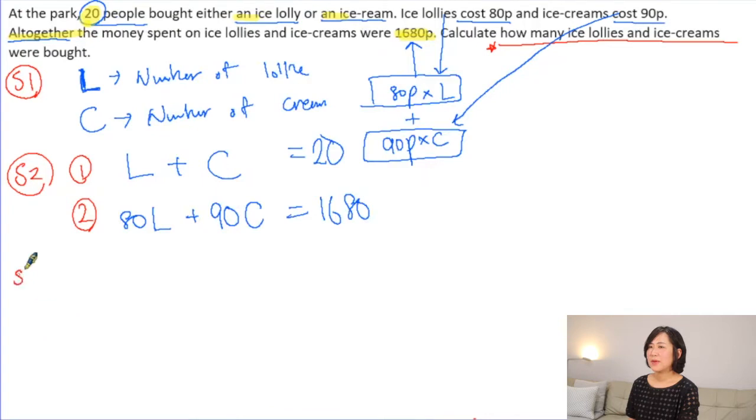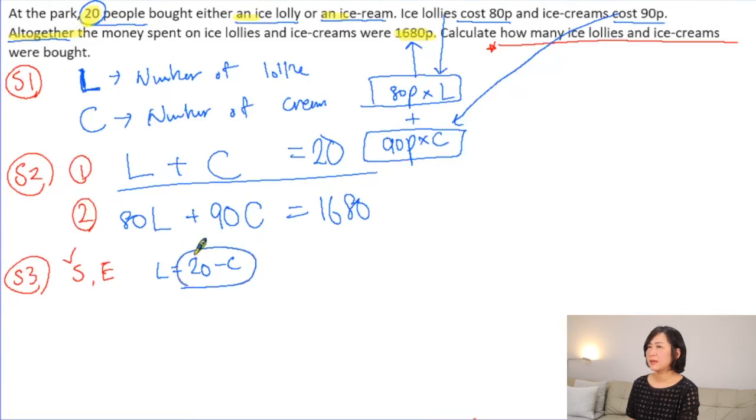Now, step 3, solution. Do you want to use substitution or elimination? I'm going to choose substitution because it's easy to rearrange the equation. So L equals 20 minus C. Now let's substitute for L. The new equation is 80 times the bracket 20 minus C, plus 90C.